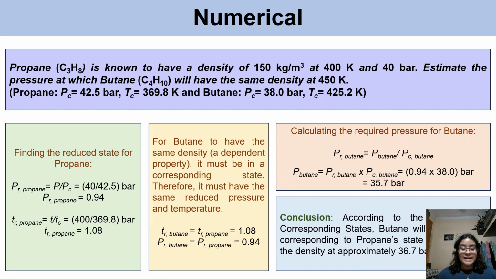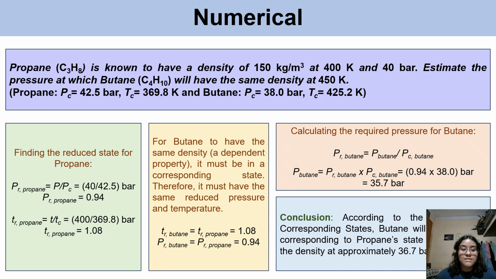So the numerical example is as seen on the screen, where the density of propane is given as 150 kg per meter cube at a temperature of 400 Kelvin and a pressure of 40 bar. The pressure at which butane has the same density at 450 Kelvin has to be found out.